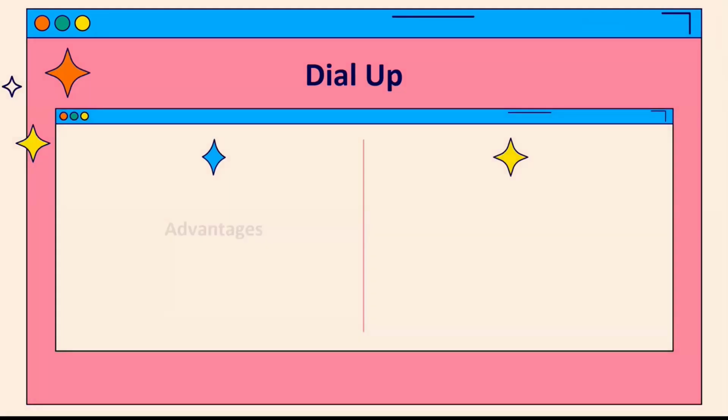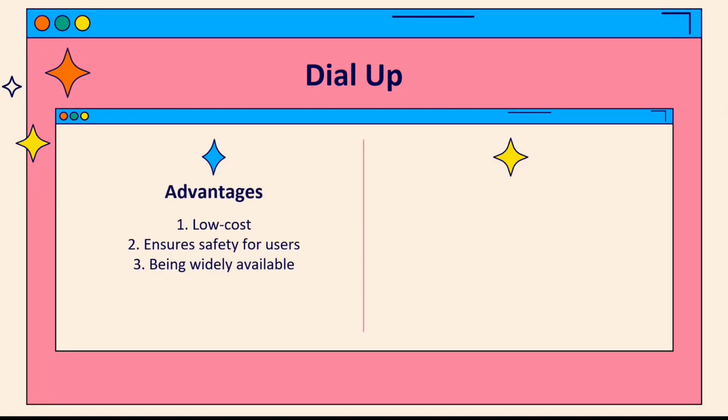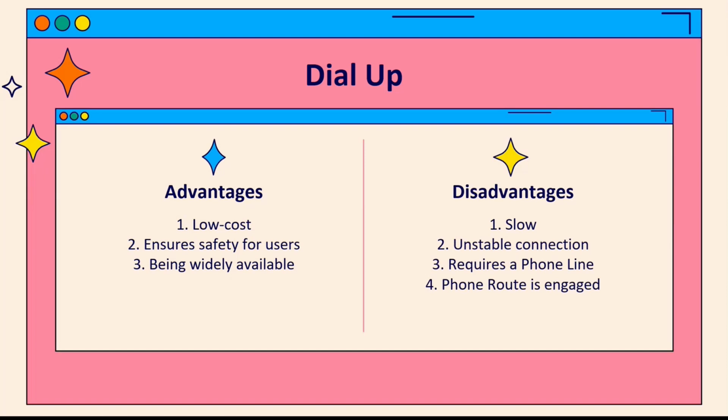This method has some advantages. The first one is it is low cost. It also ensures safety for users, and moreover, it is widely available. However, there's some disadvantages. The first one is it is so slow. The second is it provides unstable connection. It also requires a phone line, so it's a little bit inconvenient for us. And the last one is phone route is engaged.